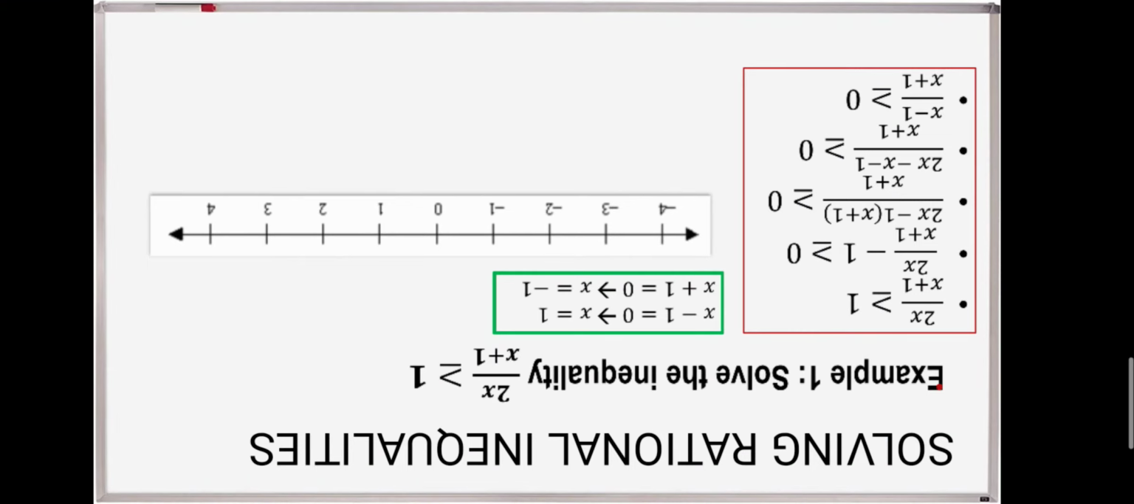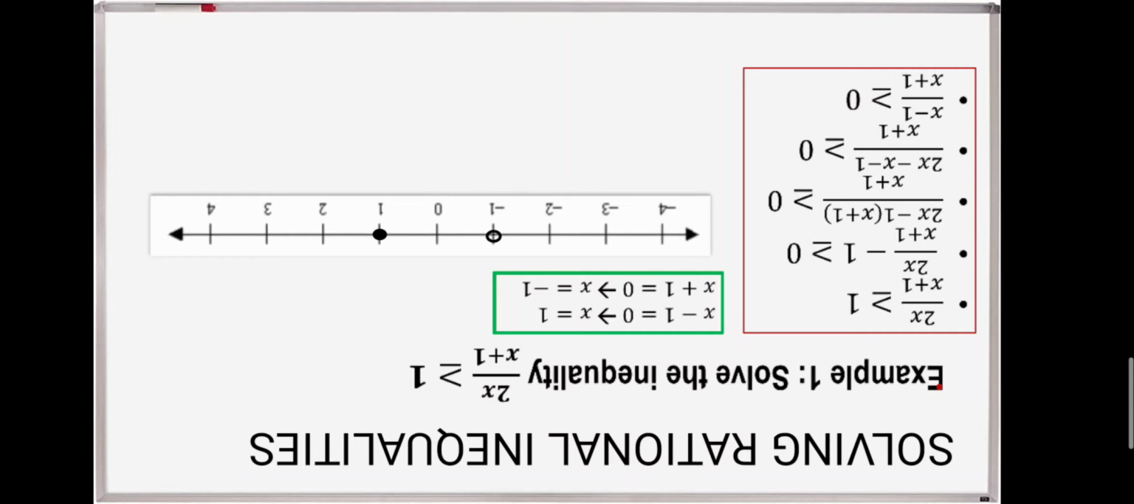So we will use the closed circle, since x is equal to 1 makes this inequality true, okay? On the other hand, if x is equal to negative 1, as you can see, if we substitute x here on the denominator, it will become negative 1 plus 1 is 0. Okay, and it will make this inequality undefined. Okay, therefore, negative 1 is not included.